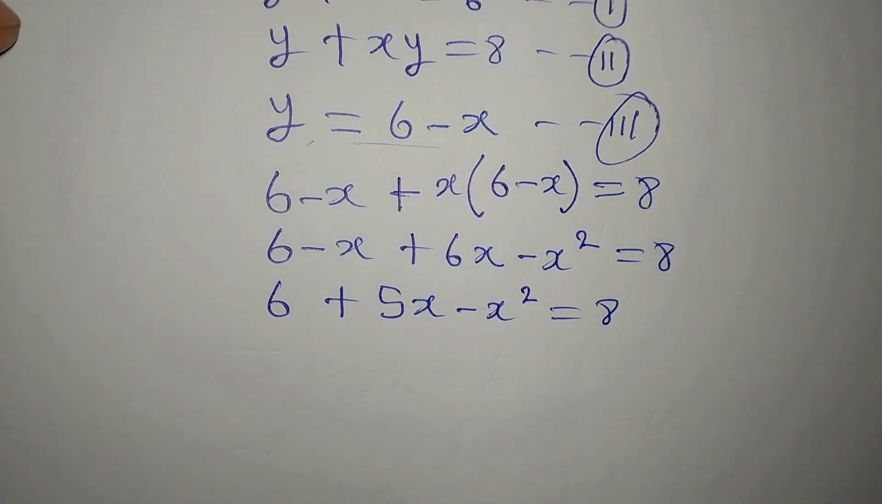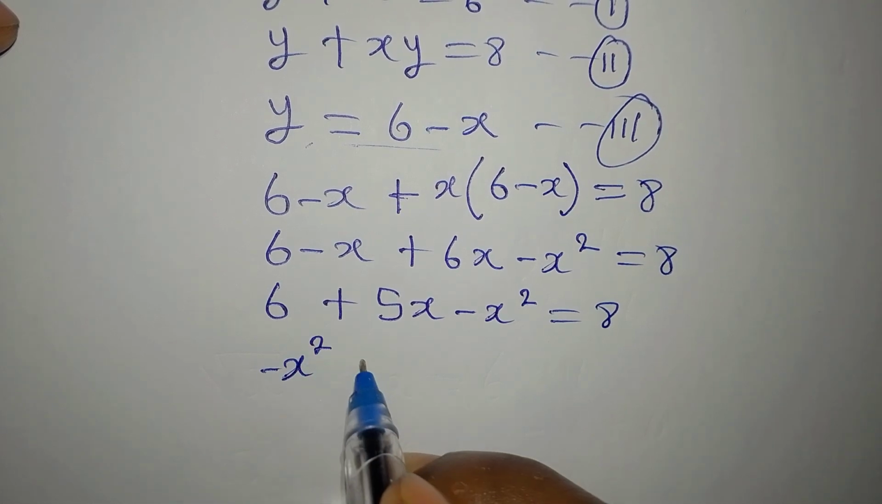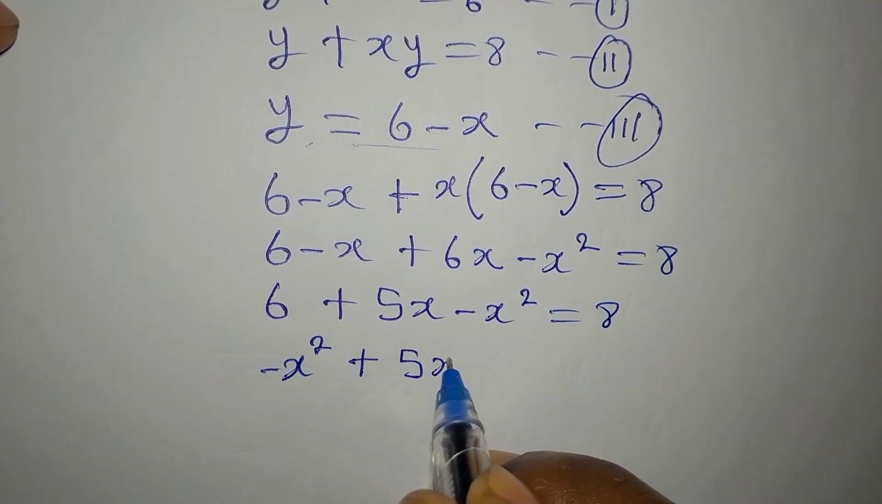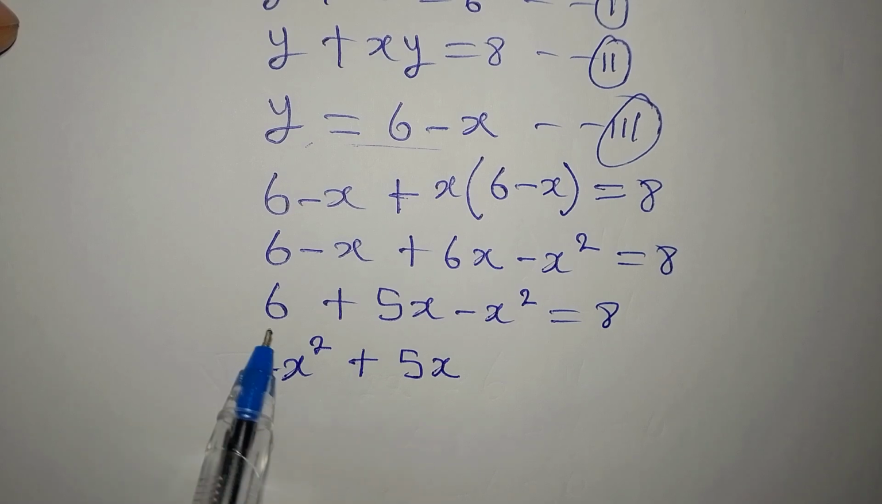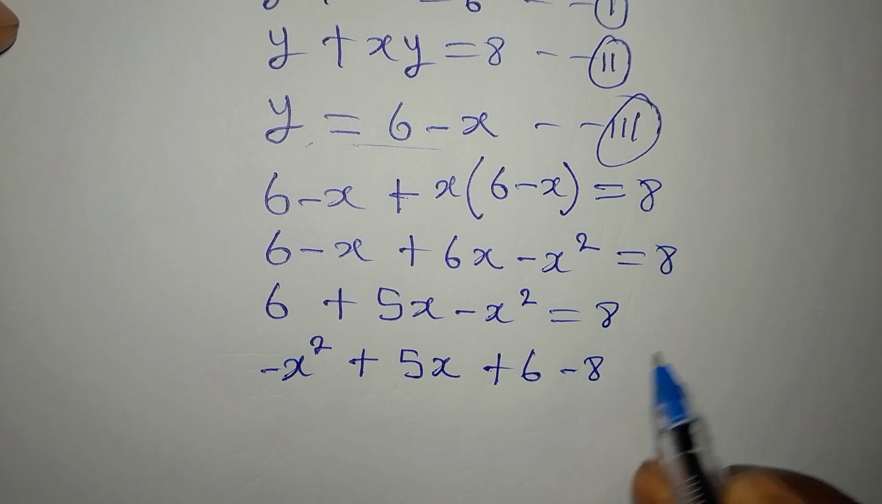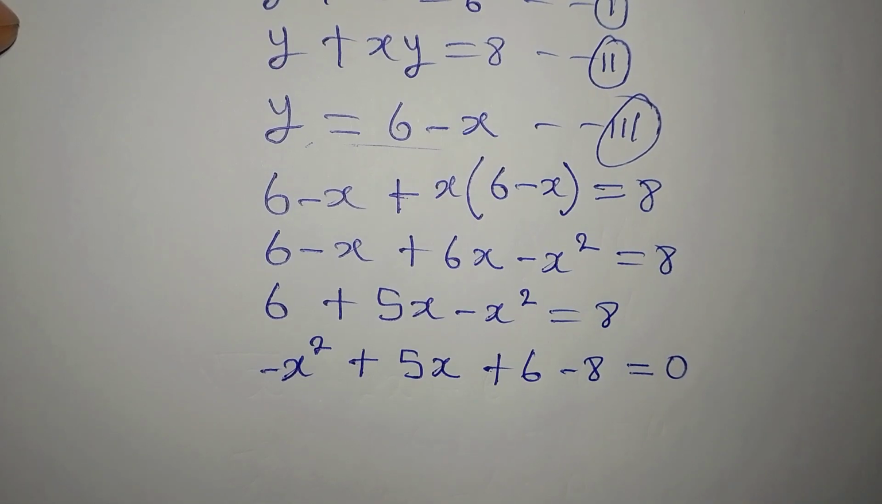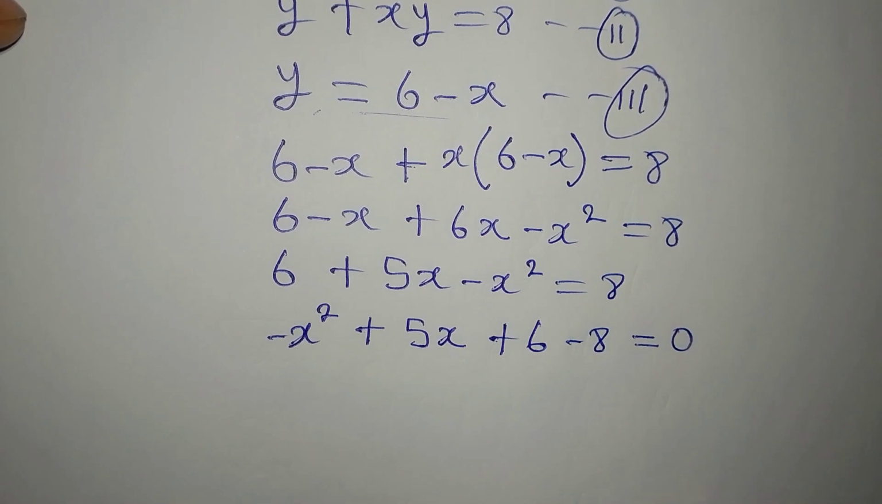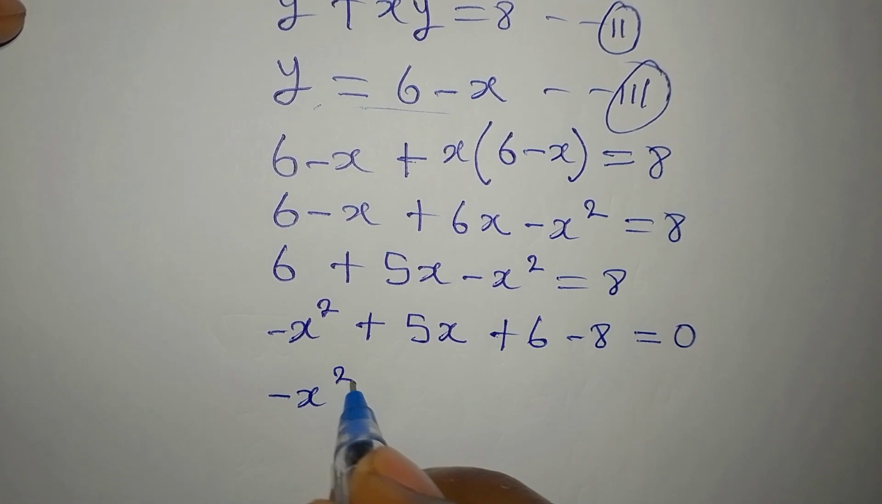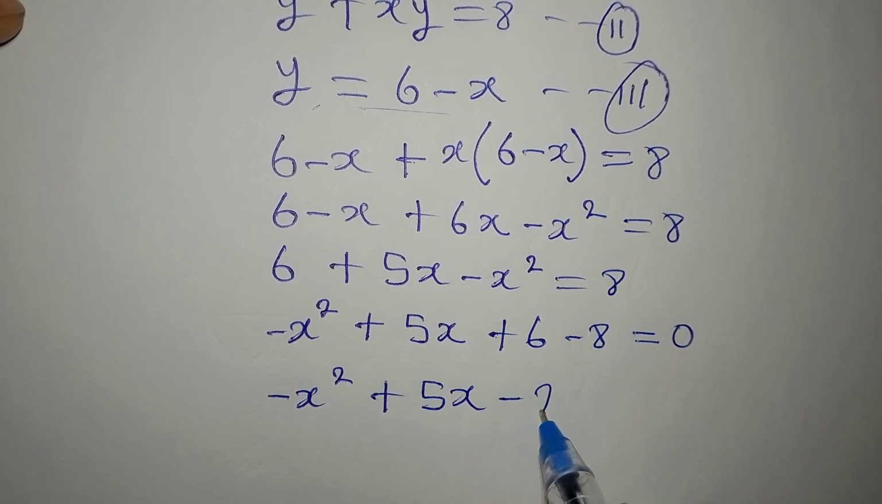Let us rearrange this in a better way, beginning from minus x squared. Then I have plus 5x. And I pick this, it is plus 6. This becomes minus 8 on the left hand side. Now nothing on the right, so we have this to be 0. Now this is minus x squared plus 5x minus 2 equals 0, because 6 minus 8 is minus 2.